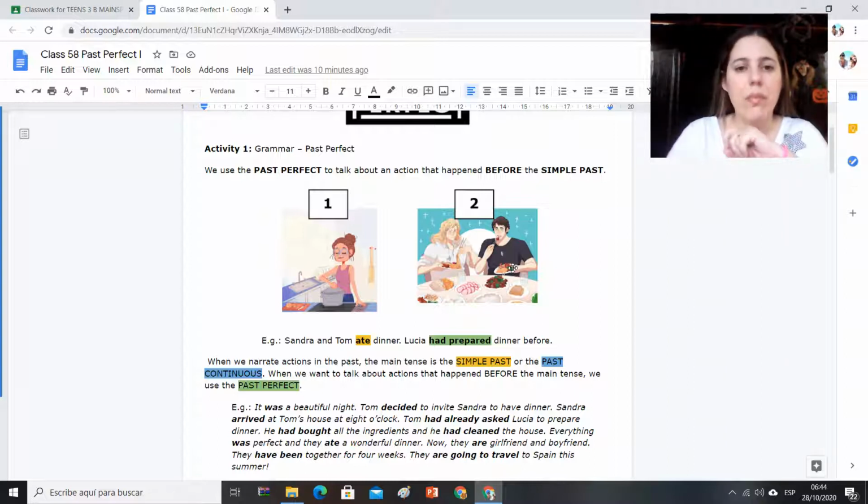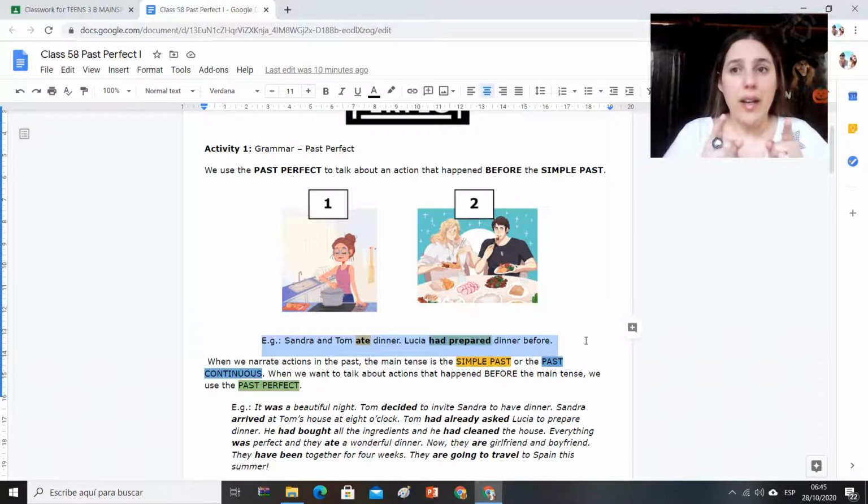Okay, let's read the sentences here below. Sandra and Tom ate dinner. Lucia had prepared dinner before. If we pay attention, we realize that the order in the sentences is not the same. Okay, empieza con escribiendo picture number 2 y después sigue describiendo picture number 1.